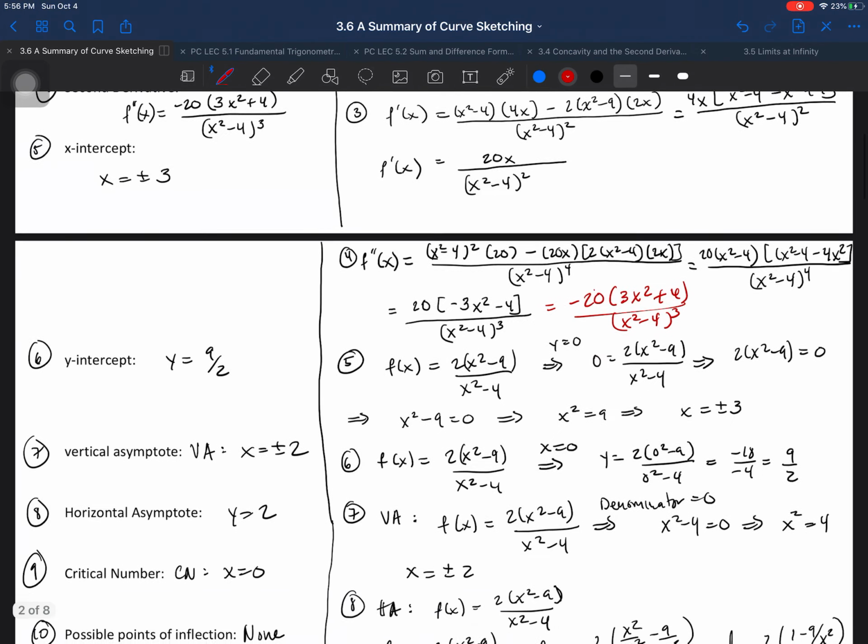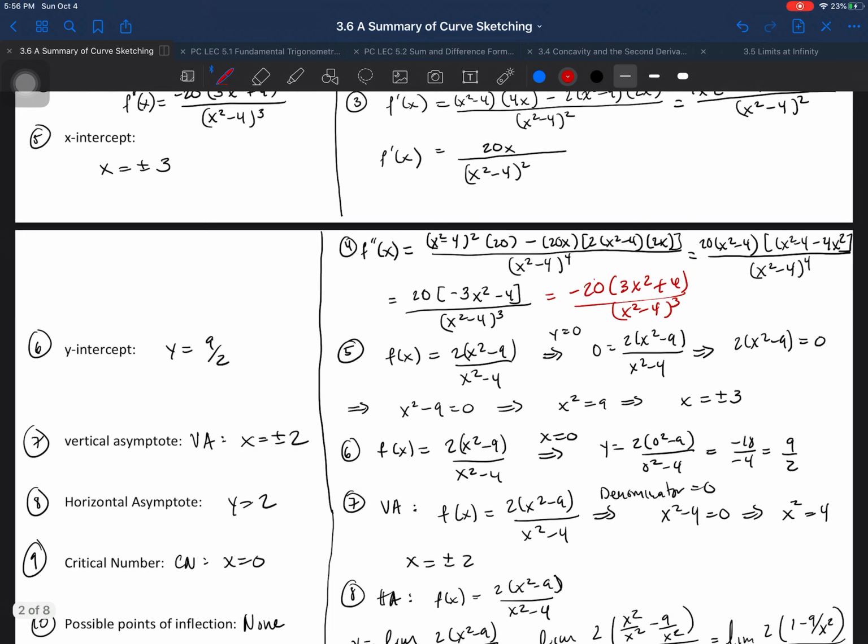Okay. Number 5. Let's find the x-intercept. So this goes back to algebra. How do you find the x-intercept? Well, the x-intercept is found from looking at the original function, setting y equals 0 and solving for x. Solve for x, right? So let's do that. Set the function equal to 0 and solve for x.